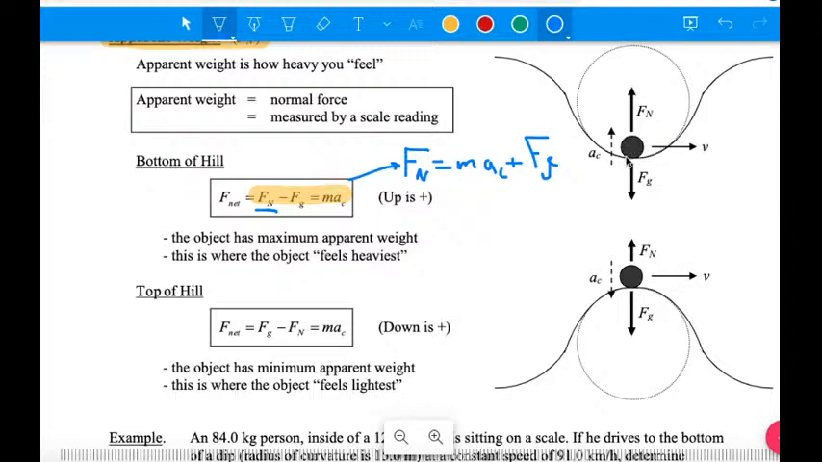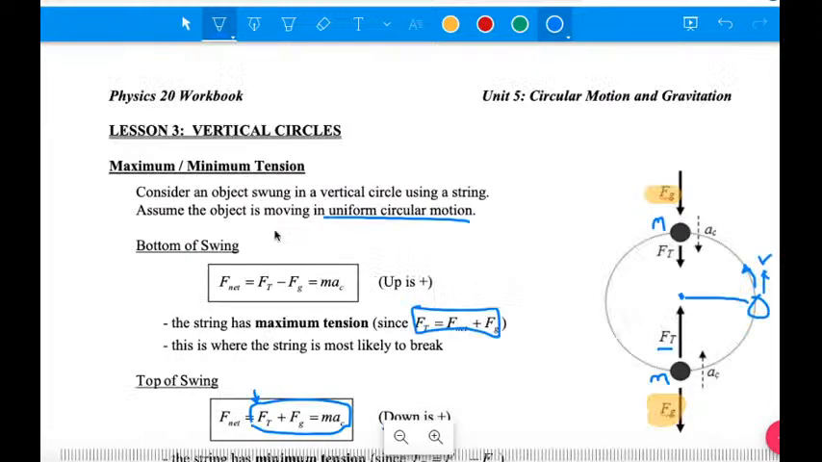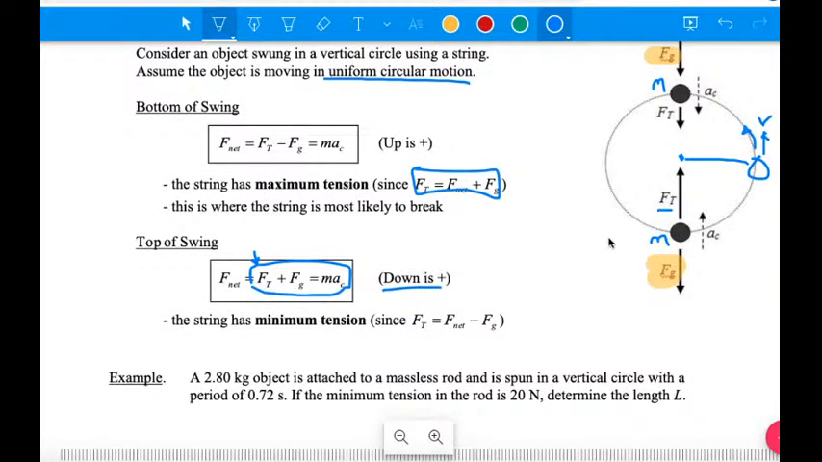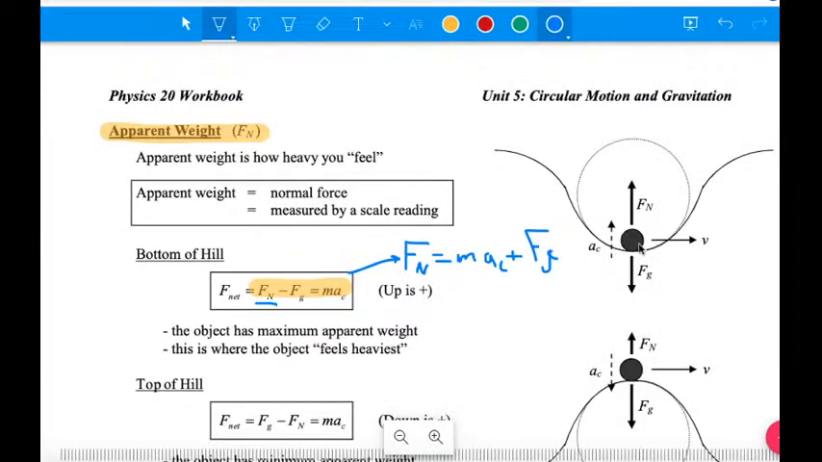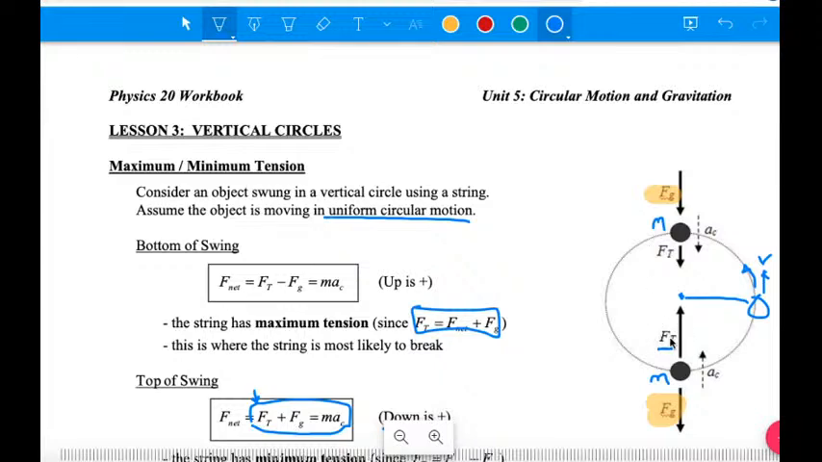So I guess that's very similar to what we just looked at. Here, we're going to feel heaviest or have the most tension at the bottom, just like we feel heaviest, have the most normal force, right? Where the normal force here is our centripetal force and the tension force is our centripetal force in a vertical string swing.